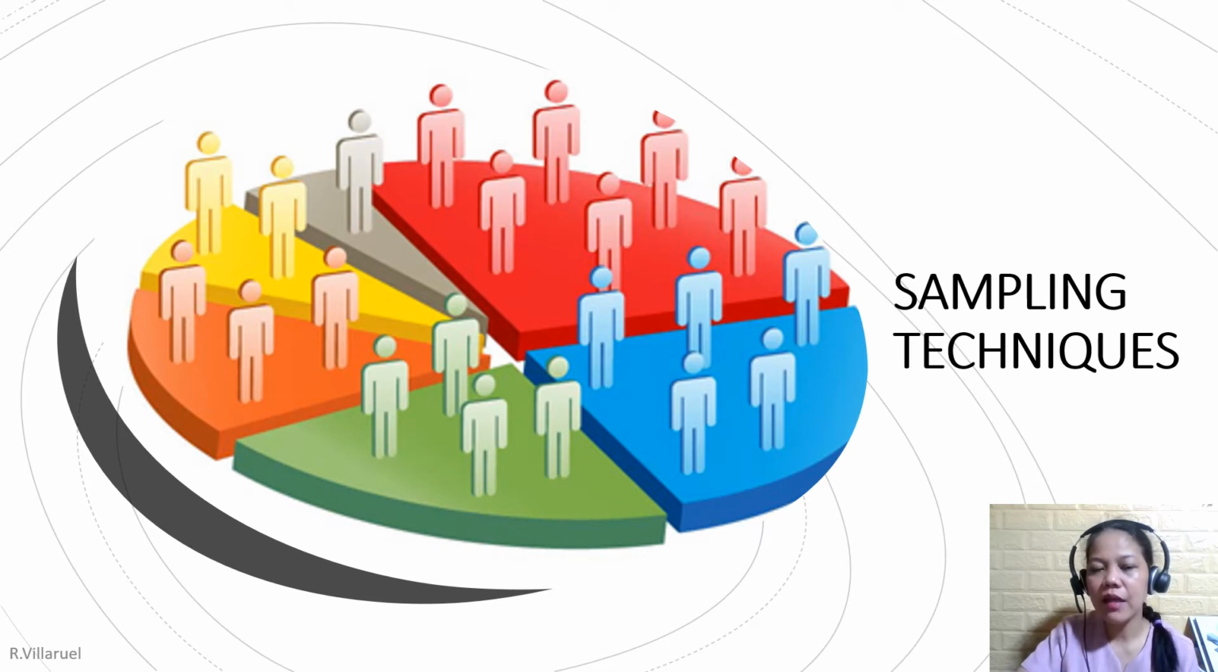Ibig sabihin, kung ano yung result, yung lalabas dun sa na-analyze na data mula sa sample, ibig sabihin, yun yung nagre-represent sa buong population. So, the ultimate purpose of sampling is to get accurate representative or accuracy of a sample size in representing the entire population. So, sabi ko nga, ang dahilan kung bakit kailangan nating gumamit ng sampling techniques para makakuha tayo ng sample na kung saan sila yung magre-represent sa buong population.